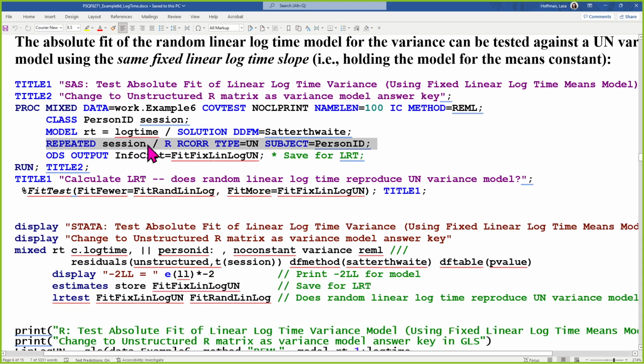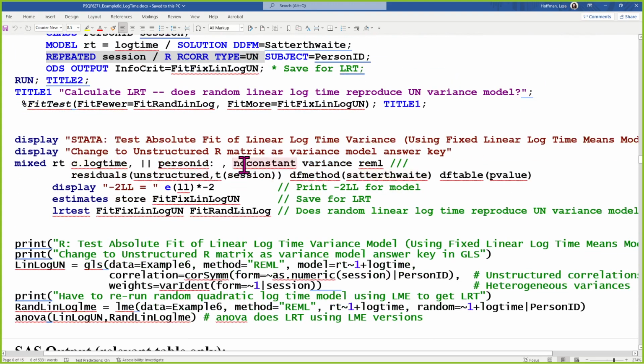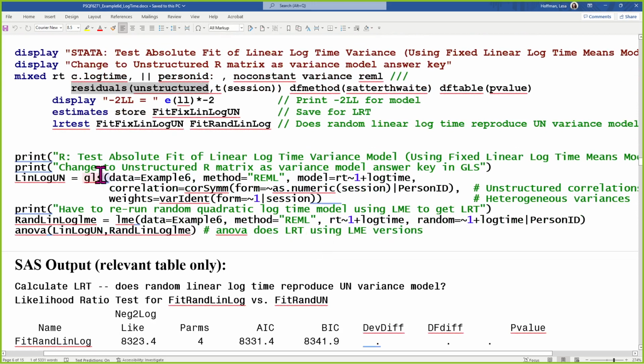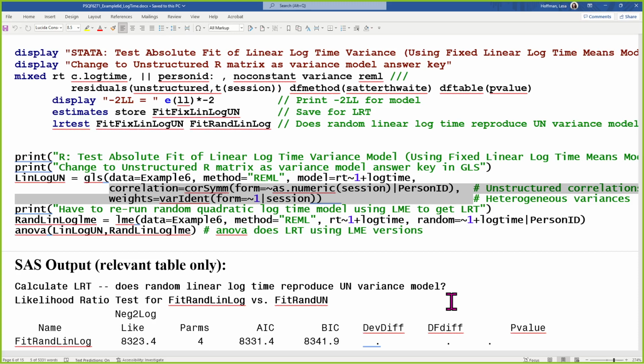And to do that in proc mixed requires just taking out the random line and switching R to unstructured. Likewise, in Stata, I take out the no constant, so that shuts off the random intercept, and I take out the slope, and then I switch the residuals to unstructured. In R it requires moving to a different package. So I have to switch back to GLS, which is in the nlme package, because lmer does not have an R matrix that I can mess with. So then I've added these 2 pieces to the model, where the first part gives me the unstructured correlations, the second part gives me heterogeneous variances.